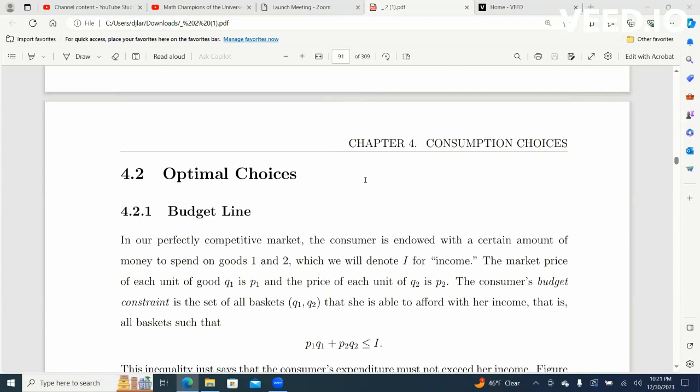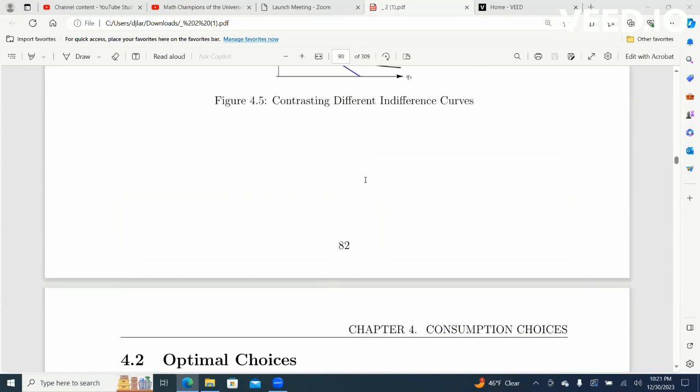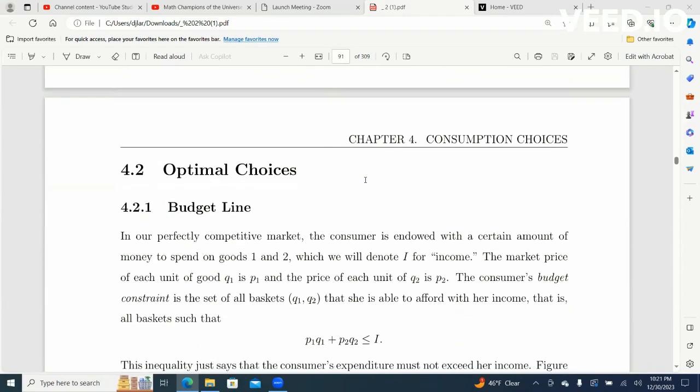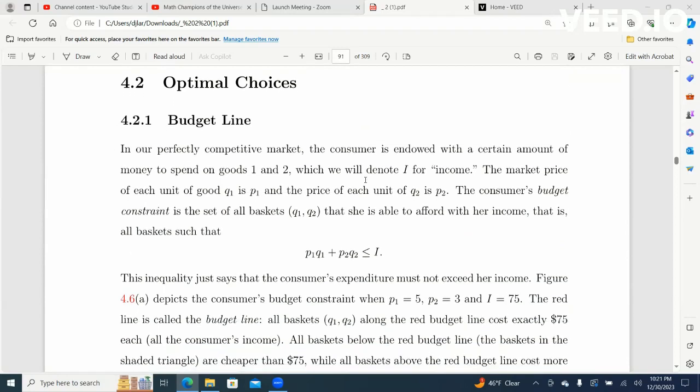Okay, so optimal choices. Now we have discussed the budget line a little bit before, and now we're going to mathematically derive, or actually formally introduce, the budget line. So in our perfectly competitive market, the consumer is endowed with a certain amount of money to spend on goods one and two, which we will denote I for income.